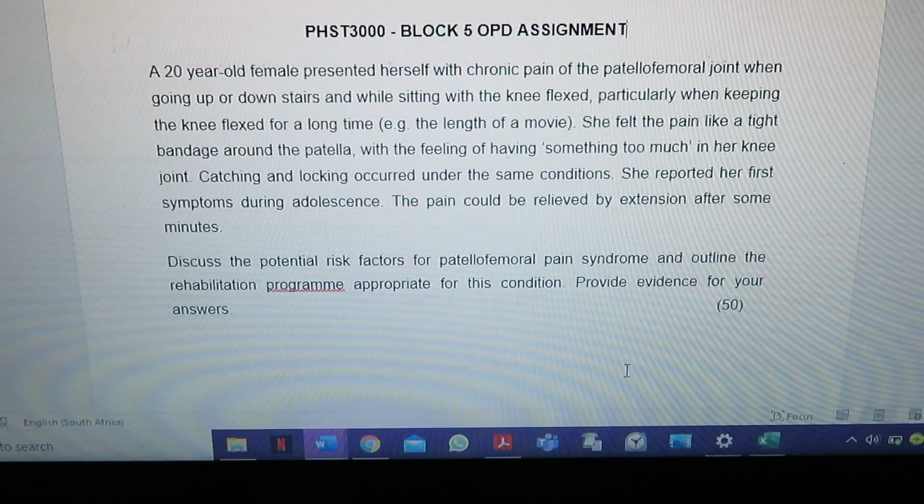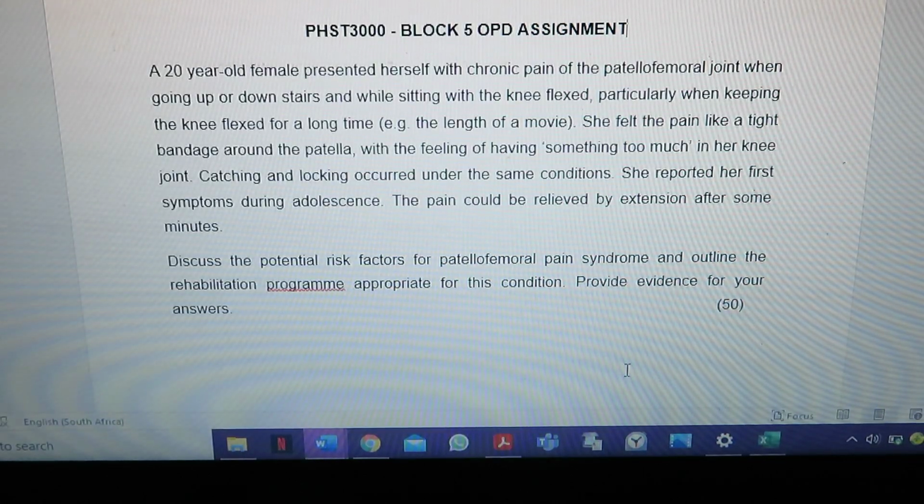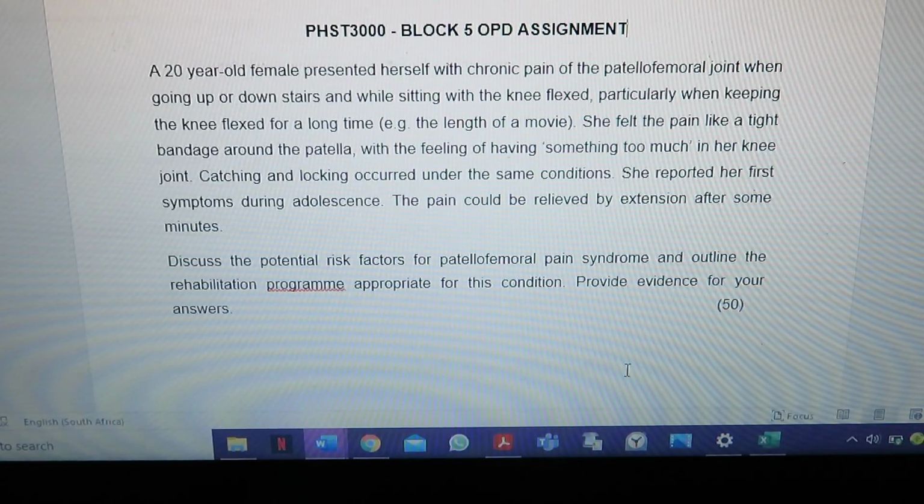So you can always pause the screen if you want to read what the whole assignment says, but basically this is my block 5 OPD assignment. I'm in my NMS outpatient department block, and this is the assignment that I need to submit for this block. Basically it's about patellofemoral pain syndrome.